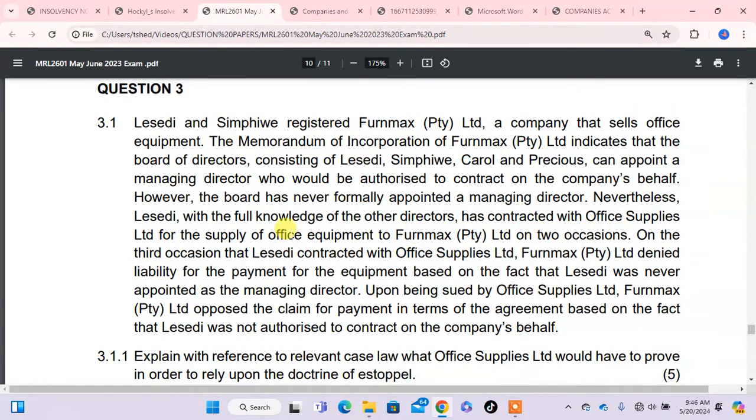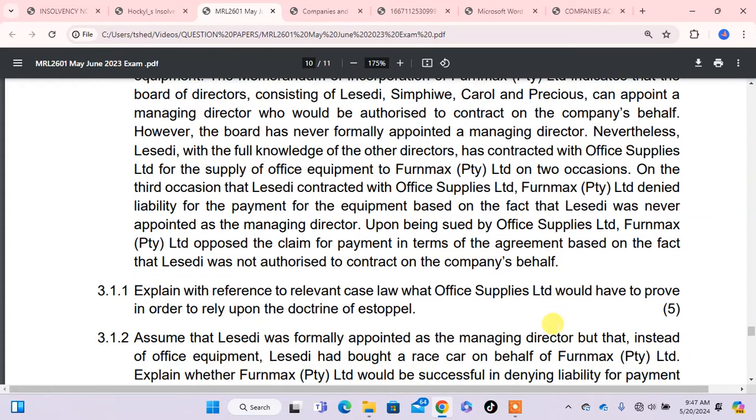on two occasions. On the third occasion that Lesedi contracted with Office Supplies Ltd, Funmex denied liability for the payments for the equipment, based on the fact that Lesedi was never appointed as the managing director. Upon being sued by Office Supplies, Funmex opposed the claim for payment in terms of the agreement, based on the fact that Lesedi was not authorized to contract on behalf of the company. So the person was not authorized to contract on behalf of the company.